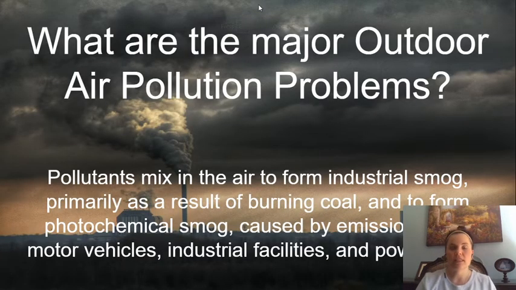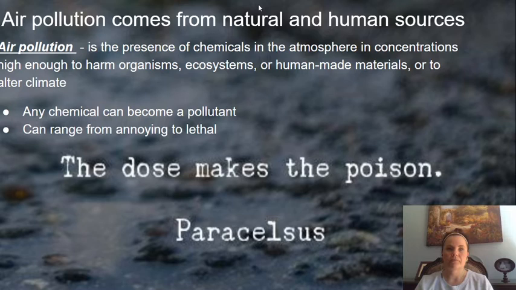So, I'm going to say this is 18-2. What are the major outdoor air pollution problems? First things first, remember, what can be a pollutant? Anything. Pollutants mix in the air to form industrial smog, primarily as a result of burning fossil fuels such as coal, and to form photochemical smog caused by emissions from motor vehicles, industrial facilities, and power plants. Air pollution comes from natural as well as human sources. It is the presence of chemicals in the atmosphere, so anything that can get up there could be considered a pollutant if it can do enough harm. Any chemical can become a pollutant, on a range from just an annoyance to lethal.